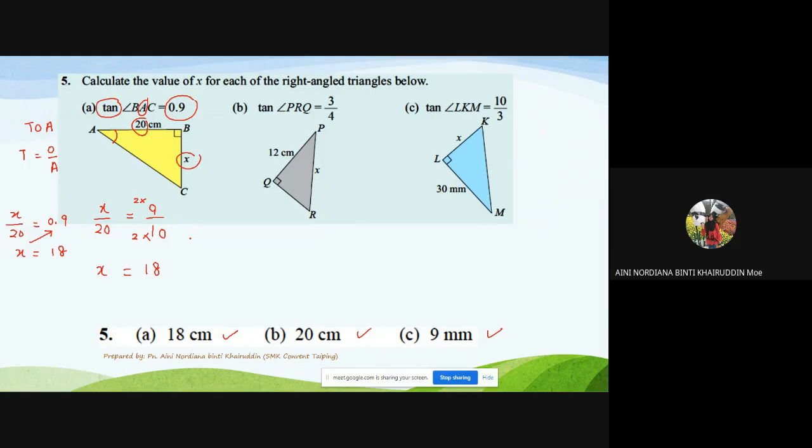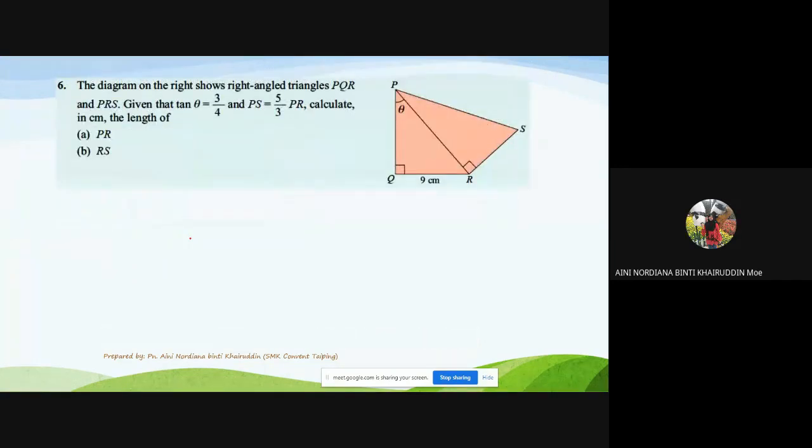Okay, girls? Okay, teacher. For question number 6, given that tangent theta is 3 over 4, when you want to answer this question, look at this tangent. So tangent is TOA. So you can write O and A like this. PS equals 5 over 3 PR. Calculate in cm the length of PR.